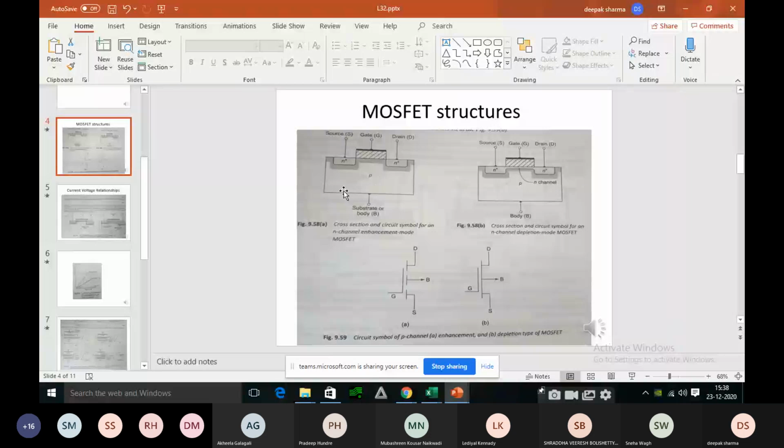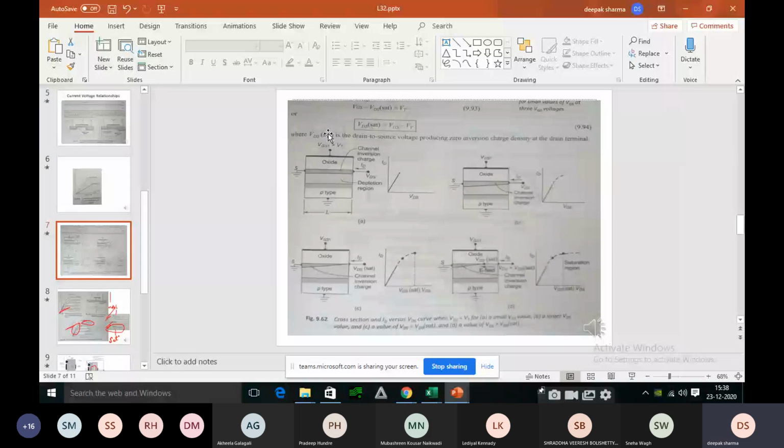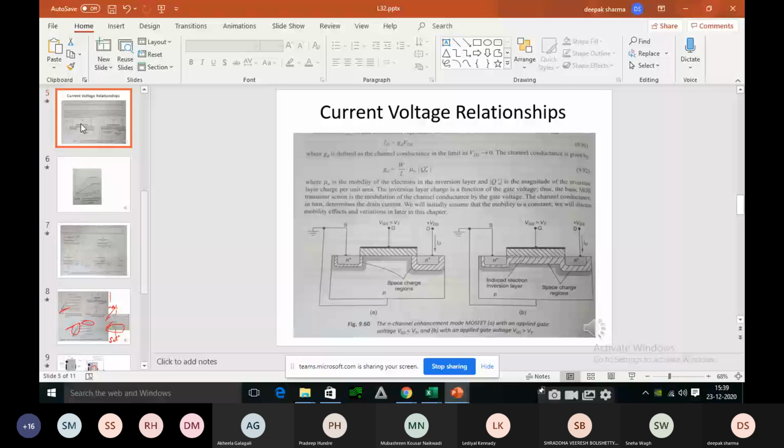How about the working? For working, let me take the enhancement mode, right? The very first thing is creation of the channel. The channel should be created before we start with the working, because there is no path. For that path creation, we have to apply the potential. That potential VGS should be greater than the threshold voltage. If VGS is greater than the threshold voltage, then what will happen? Electrons will be attracted. The positive potential, if we apply, electrons will be attracted.